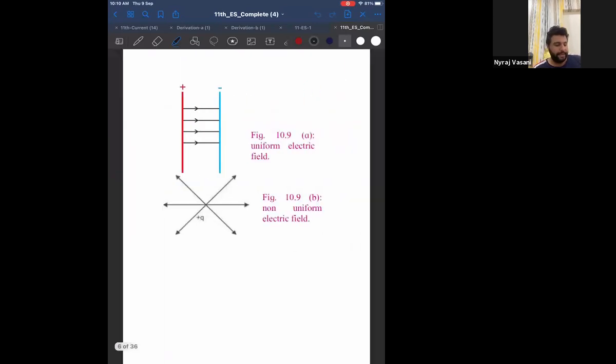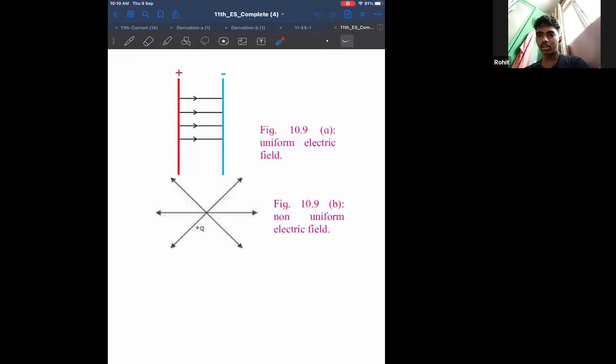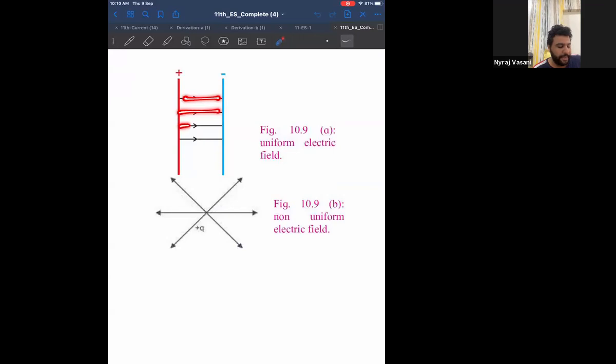Now, if you look at this screen, tell me which one do you think is equal, which one do you think is unequal? This one or this one? First one is equal vectors because all have the same magnitude and all have the same direction. So if the electric field has the same magnitude and the same direction, then it is called uniform electric field. But if the vector has different magnitude and different direction or both, then it is called non-uniform electric field. Did you understand?